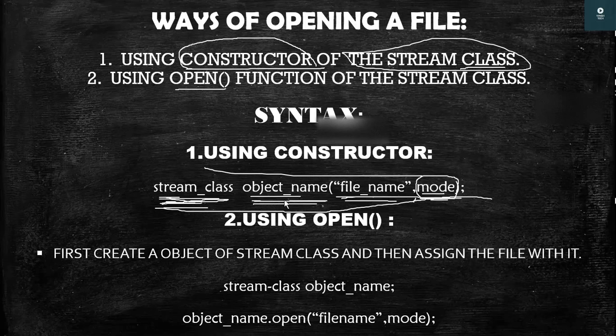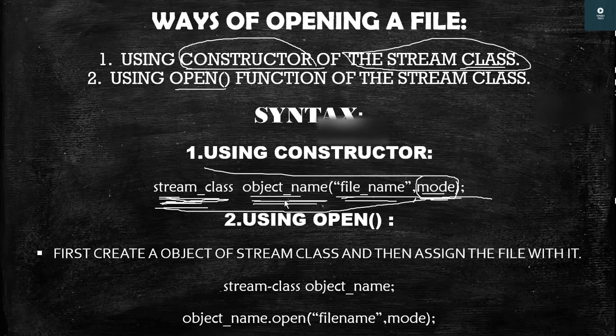Now the second one is opening the file using the open function. This open function is inside the object or the class. Okay, so you have the class here, and this open function is inside this class. The first thing is you have to create the object first, so create the object like here, and then assign the file with it.